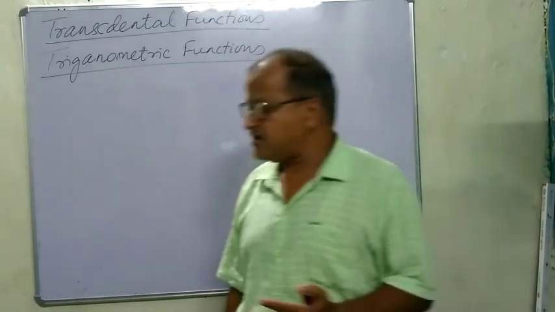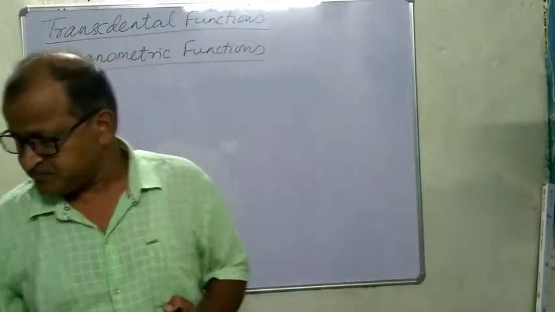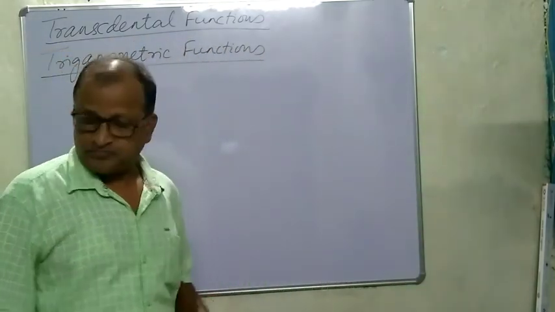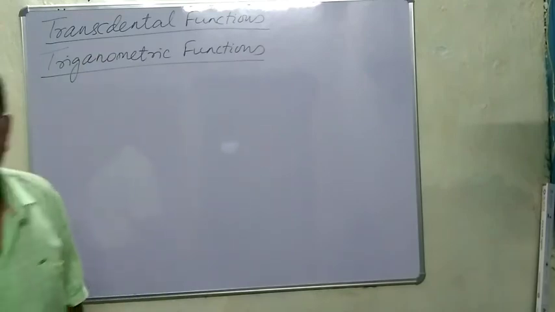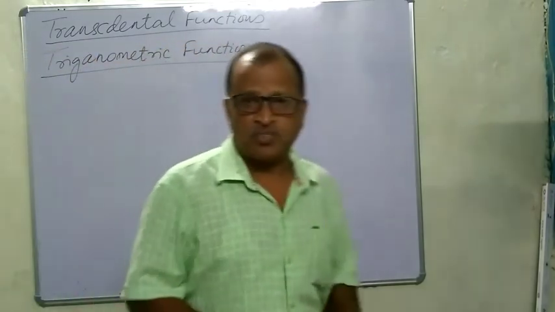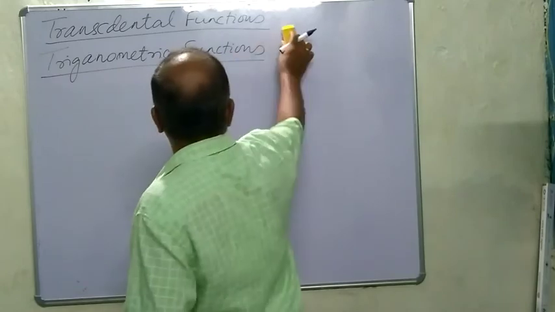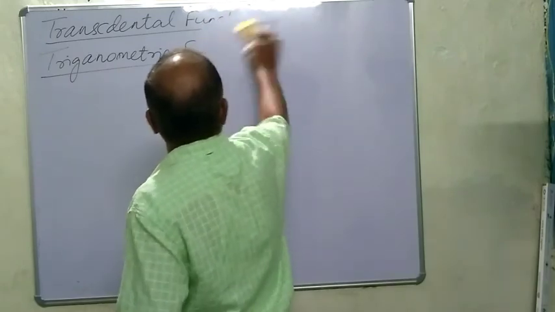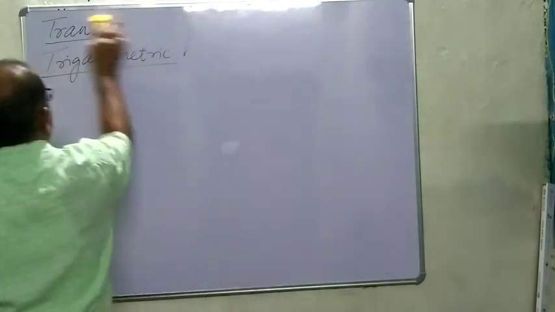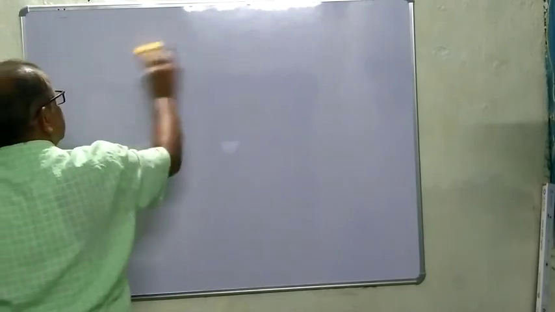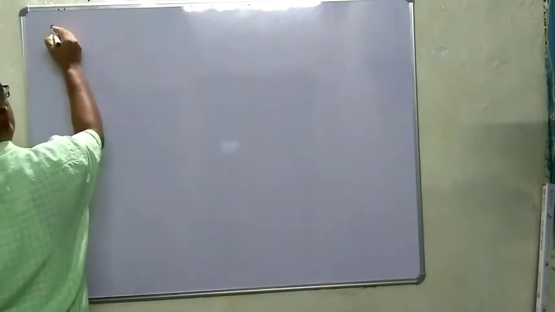So how are they defined? Before that, let us discuss the coordinate system. We have two types of coordinate system; the coordinate system is divided into two categories.